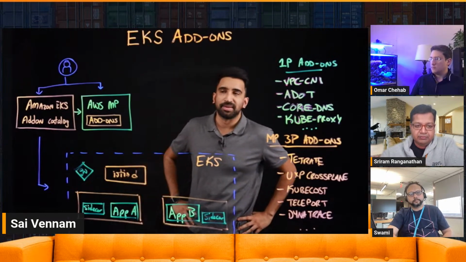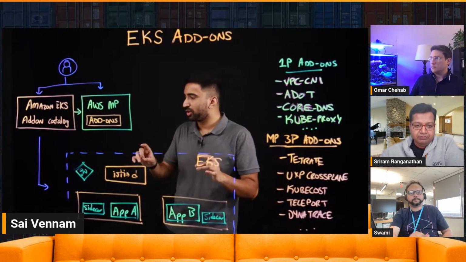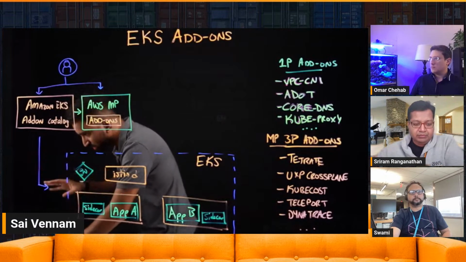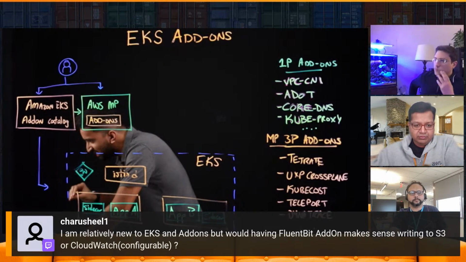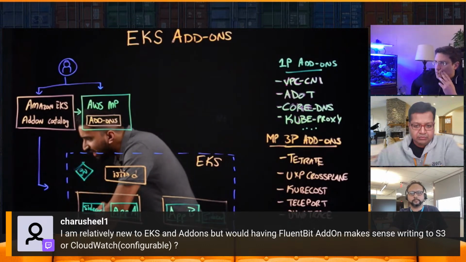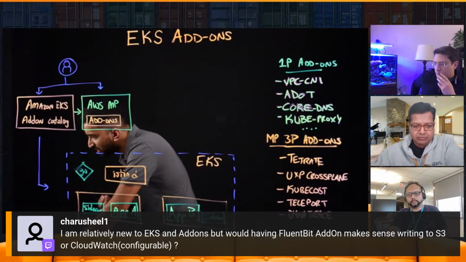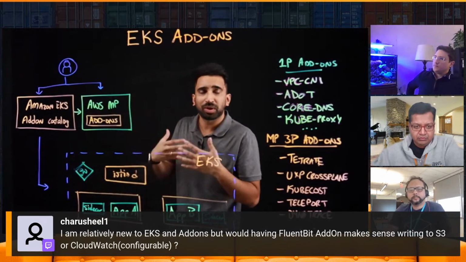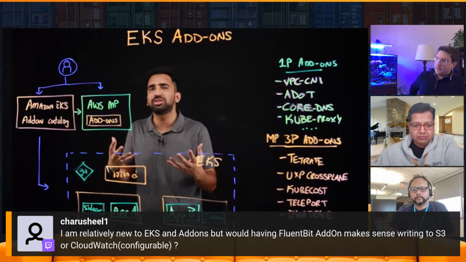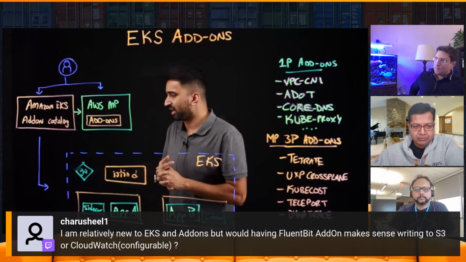Got it. Okay. Now we actually have a question in the chat as well, and I'll keep this open-ended for you folks, so anyone can respond to this. I'm relatively new to EKS and add-ons, but they would like to see a Fluent Bit add-on to write to something like S3 or CloudWatch in a configurable way. So when users have requests like this, when they want to create add-ons, what would you suggest them do today?